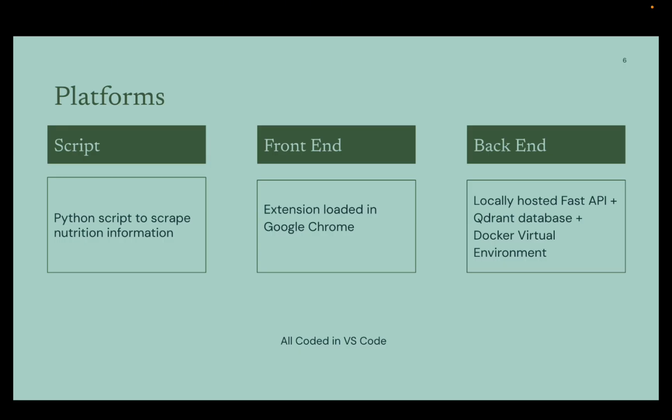For the platforms involved, we had a script, a front end, and a back end. The script was just a Python script that would scrape information on Walmart.com that we later load into our database on the back end. The front end is an extension that's loaded into Google Chrome. That's the only environment that we've worked in, but in theory, it should work with other Chromium browsers. And then for the back end, we did a locally hosted FastAPI, which connects to a locally hosted Qdrant database. And then finally, we developed within a Docker virtual environment just to keep it consistent. And all of these were coded in VS Code.